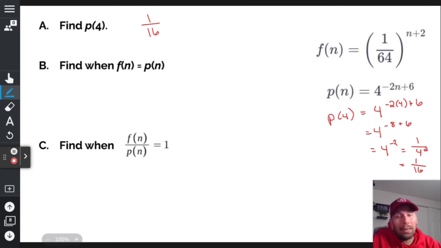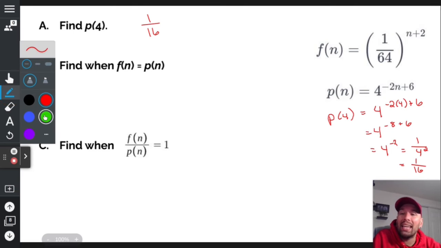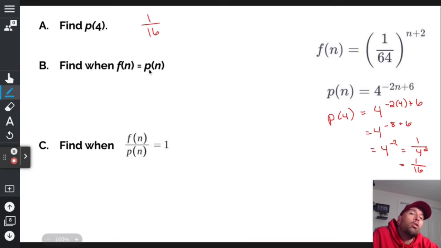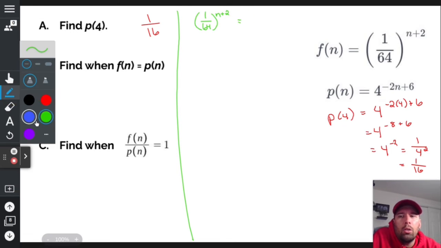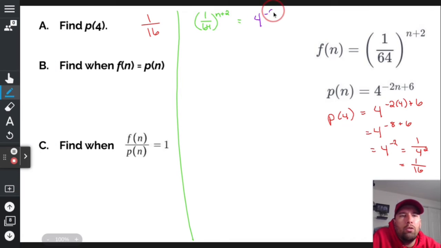Now it gets bananas. B-A-N-A-N-A-S. Gwen Stefani. I need to find out when f of n equals p of n. F of n, and I'm going to write it up here, so let's cut things off, and hopefully I have enough space for c. We'll see. F of n is (1/64)^(n+2). Set that equal to P of n, which is 4^(-2n+6).